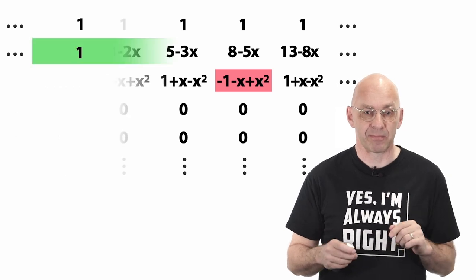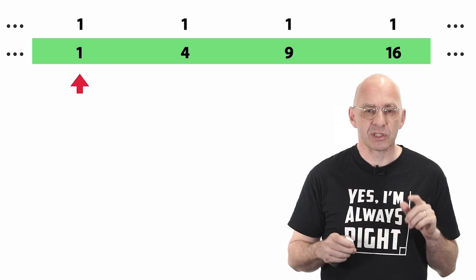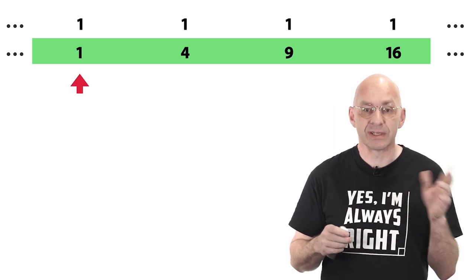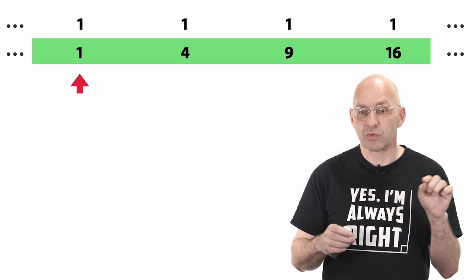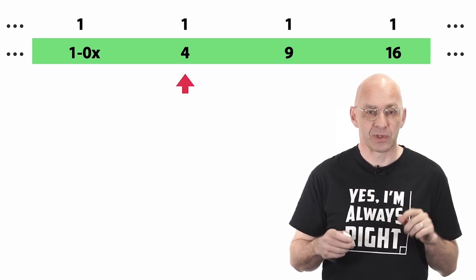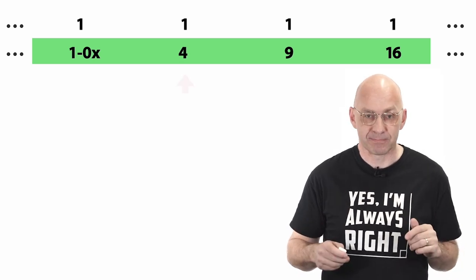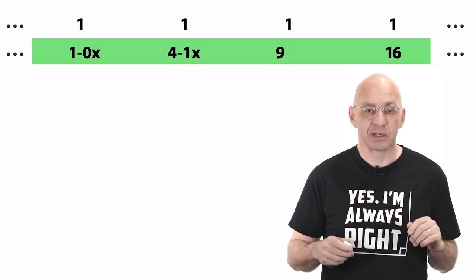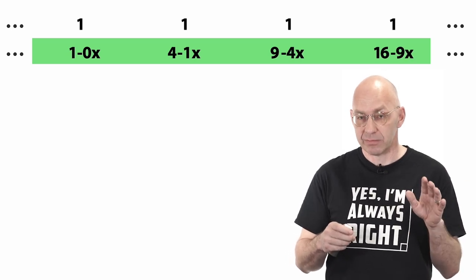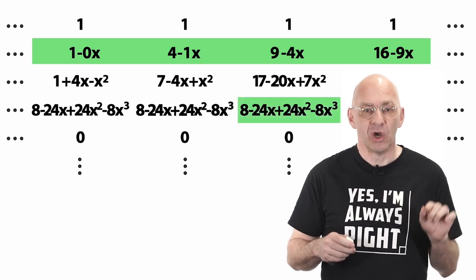Okay, start with the 1. What's the square number that comes before 1? Well, that's 0 squared, so that's 0. And so we replace the 1 with 1 minus 0 times x. Next, 4. The square number that comes before 4 is 1, and so we write 4 minus 1x. Next, 9 minus 4x, 16 minus 9x, and so on. Next come the crosses. And there's a polynomial just above the zeros.